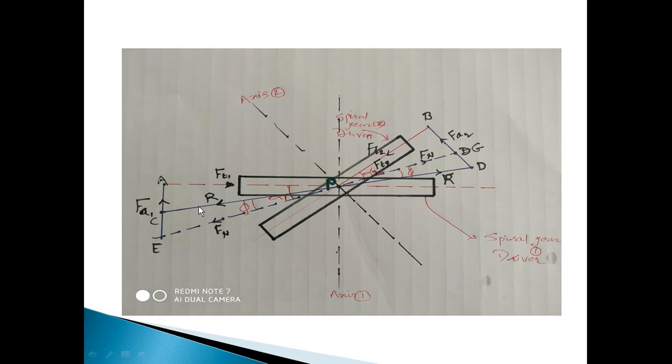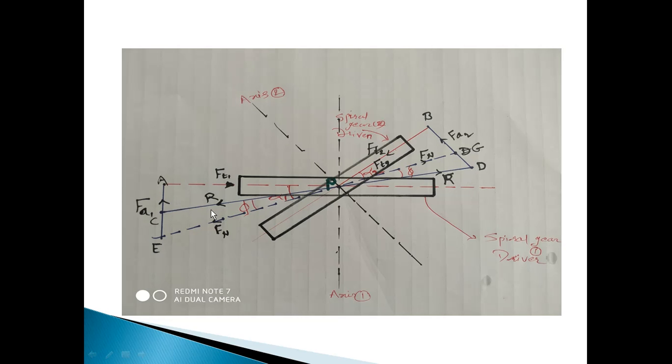This resultant is obtained from the tangential force and axial force. Axial force for gear number 1 will be parallel to the axis of gear number 1. Similarly, axial force for gear number 2 will be parallel to the shaft axis of gear number 2. AC represents the axial force of gear number 1, and BD represents the axial force of gear number 2.